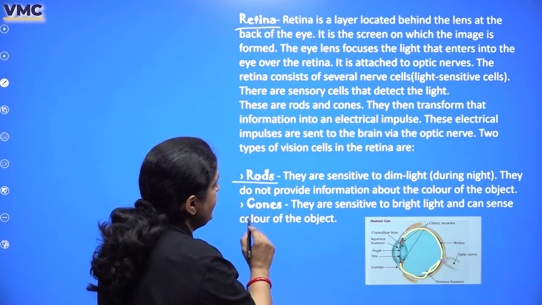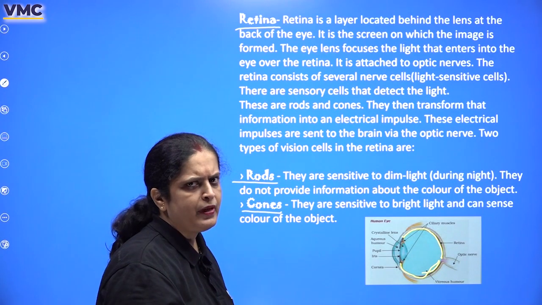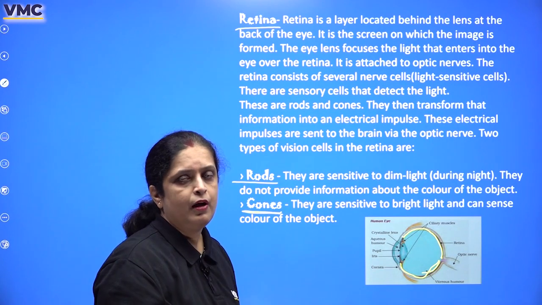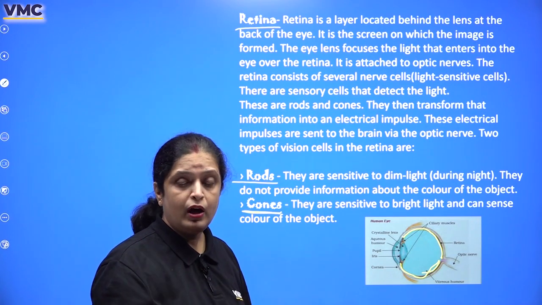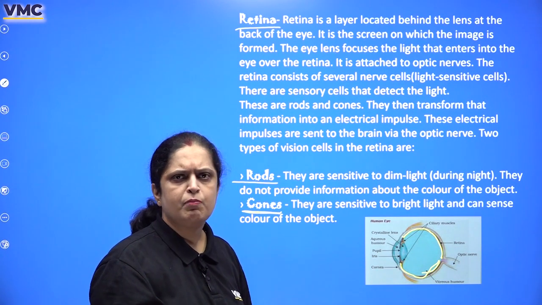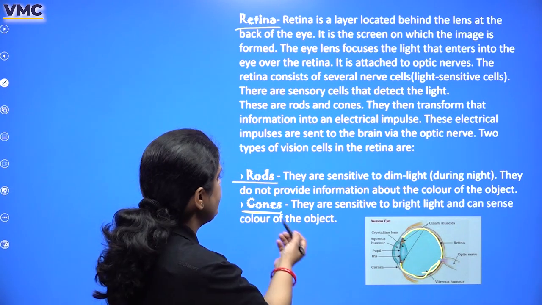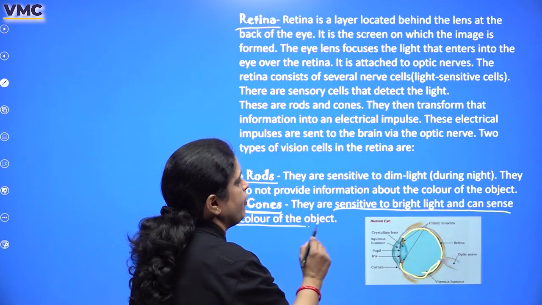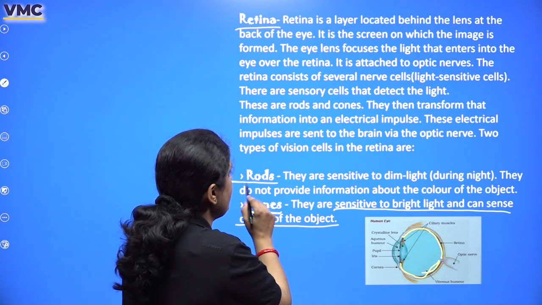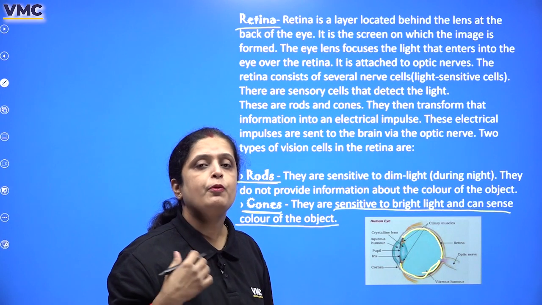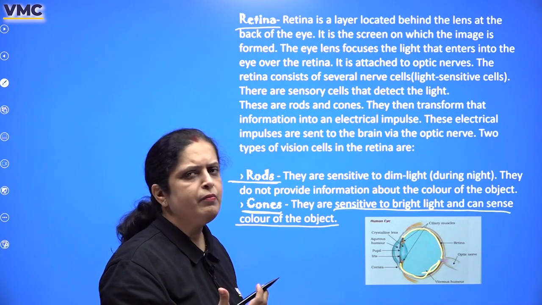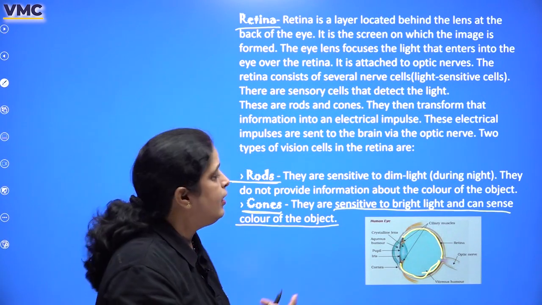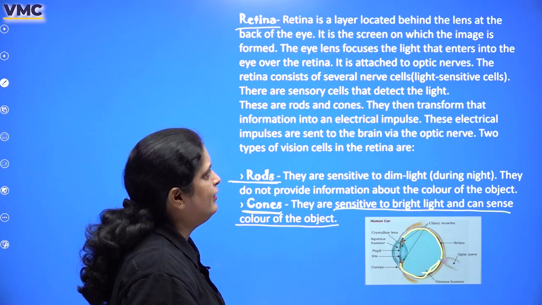The rods and the cones, right? How did I remember it at your age? Cones, C for cones, C for color. So cones are responsible for you getting to see the colorful light, a colorful world, right? You get to see the different colors like blue, green, yellow, red. All that is because of cones, because they are sensitive to bright light and can sense color of the object, right? But what are rods? Rods are the cells that help you see at night, in night vision or in the dark, right? So yes, if you would have noticed, an owl has a lot of rod cells in its retina.